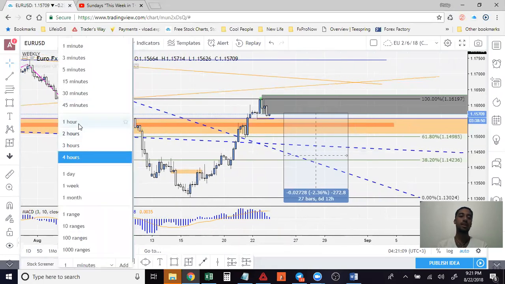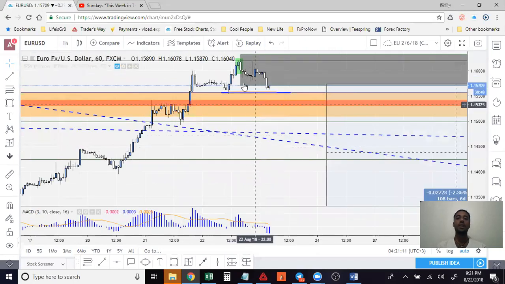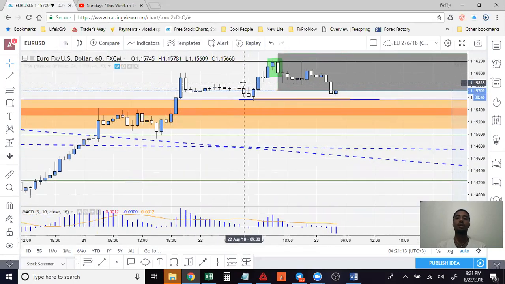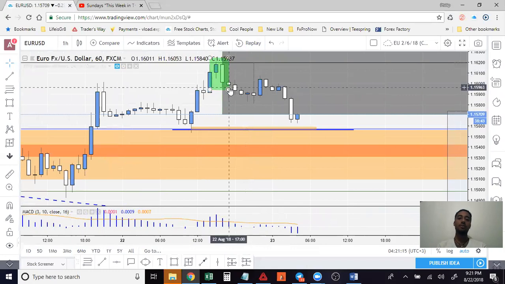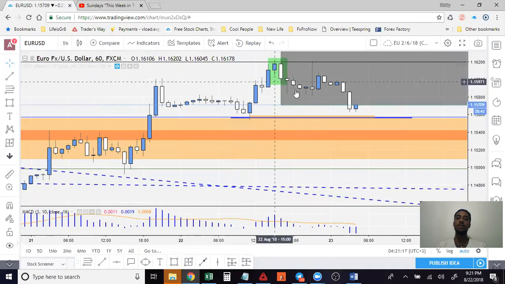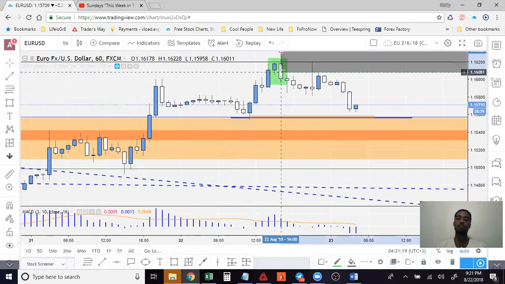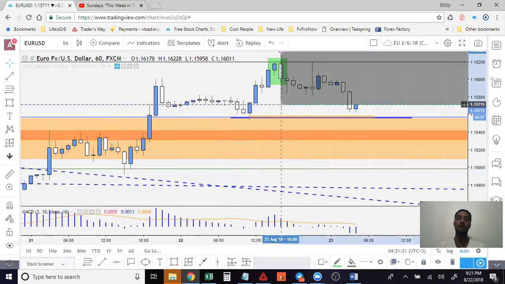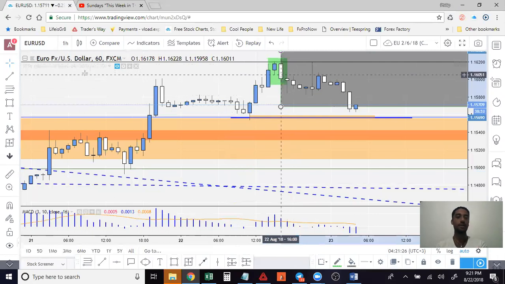Let's go down to the lower time frame. Let's go to the H1 time frame. What do we see? Price. You see this green box right here. Let's just say that we didn't see this green box. This black right here literally covers that bearish candle right here.